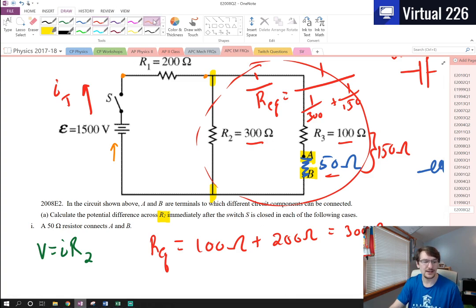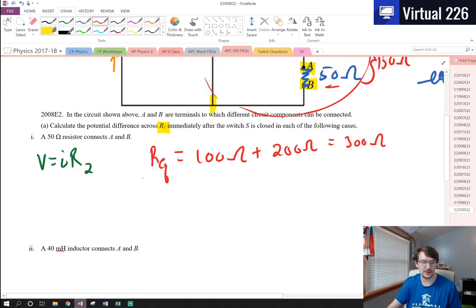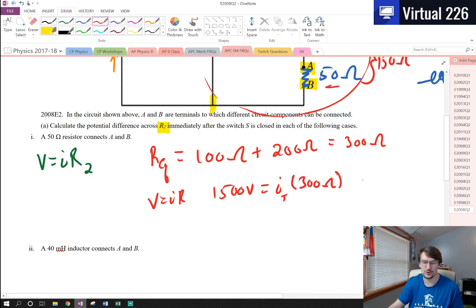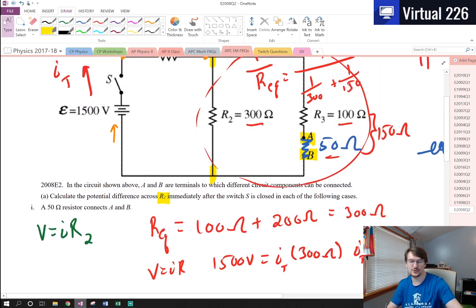To find the total current in our system then, we can take Ohm's law, V equals IR. So the 1500 volts of our EMF is going to equal the total current times the total resistance of 300 ohms. That gives us a total current of 5 amps, just dividing 1500 by 300.